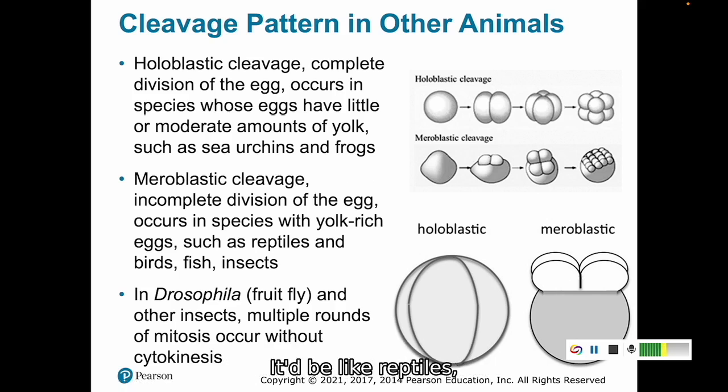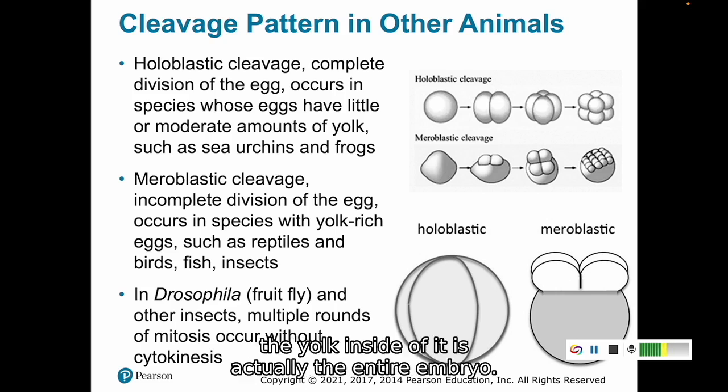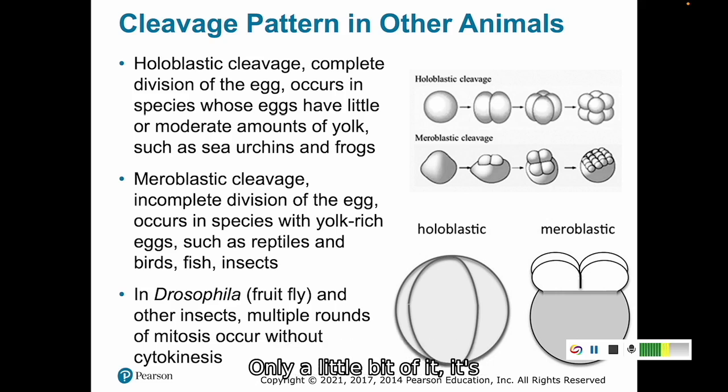So this would be like reptiles, including birds, fish, and insects. If you think of a chicken egg, the yolk inside of it is actually like the entire embryo. The white doesn't turn into any of the animal. The yolk is the embryo, and most of that is that solid yellow yolk stuff, right? Only a little bit of it would actually turn into the animal if it were fertilized.